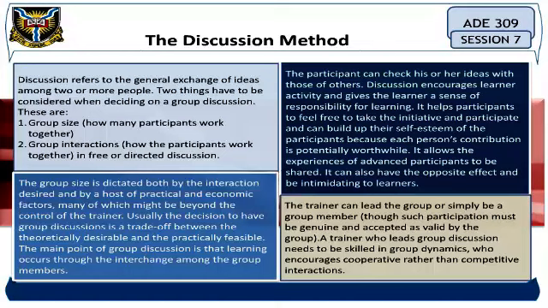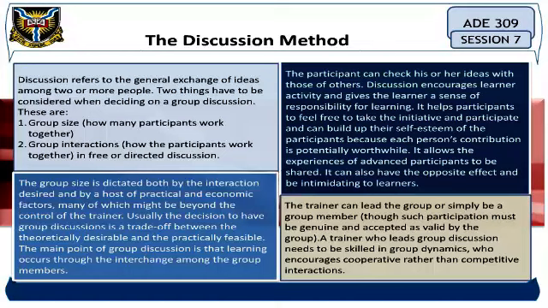The main point of group discussion is that learning occurs through the interchange among the group members. The participant can check his or her ideas with those of others. Discussion encourages learning activity and gives the learner a sense of responsibility for learning. It helps participants to feel free to take the initiative and participate, and can build up their self-esteem because each person's contribution is potentially worthwhile. It allows the experiences of advanced participants to be shared. It can also have the opposite effect and be intimidating to learners.